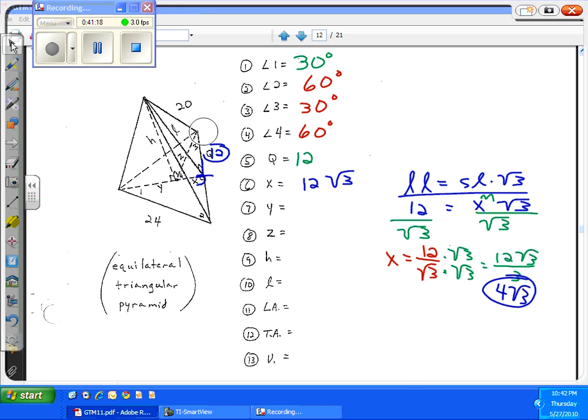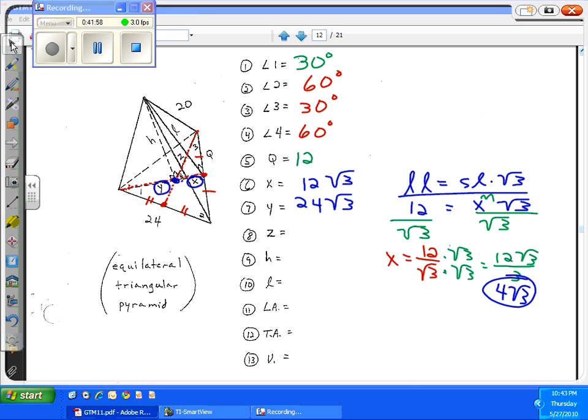Well, what about Y? Since this is equilateral, the altitudes intersect at a midpoint, so they're also the medians. The medians of a triangle are concurrent, intersect at a point, such that the little piece is half of the big piece. The big piece is twice the little piece. Y is twice X, 8 square root 3.